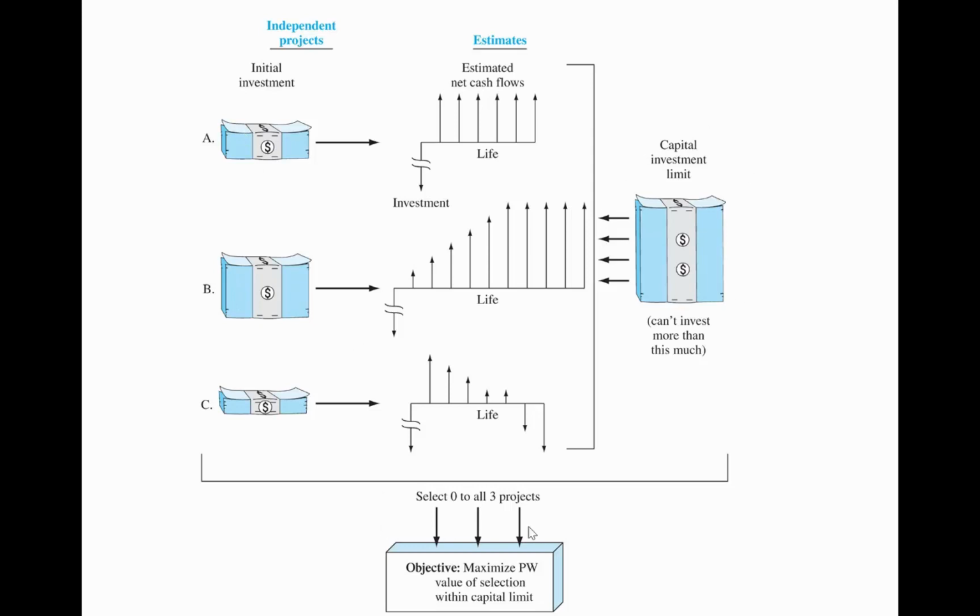And so we could select 0 projects, and this is a very important point: the do-nothing alternative is one that we have to keep in mind. Sometimes none of the projects are justified, and so we shouldn't move forward with any options that are on the table. But we could potentially select up to all 3 if they fit within the capital investment limit.